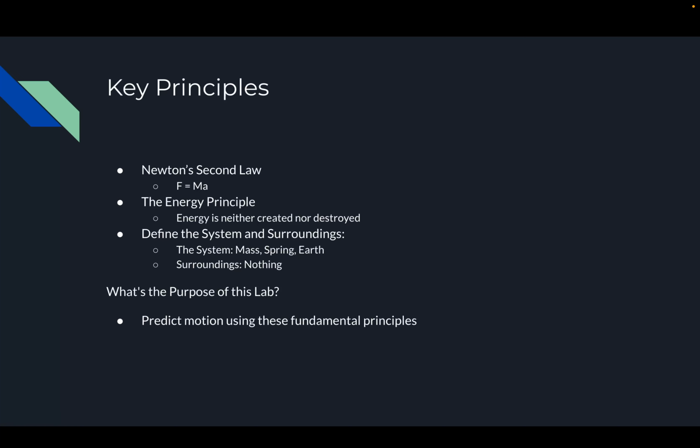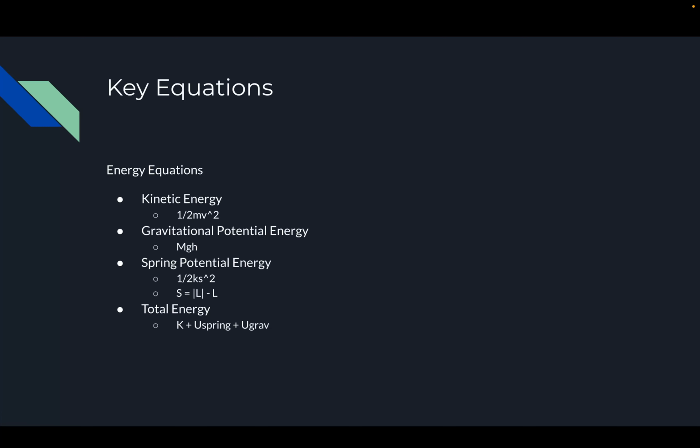to anything. The purpose of this lab is to use Tracker to find the motion of an object and then, using the forces acting on the object, to predict where the object is going to be, also using the oscillation period of the object. There are several key equations we're going to need. First off, we need to know how to find kinetic energy, which you can see right there, gravitational potential energy, the spring potential energy, and the total energy, which comes out to just be all of those energies added together.